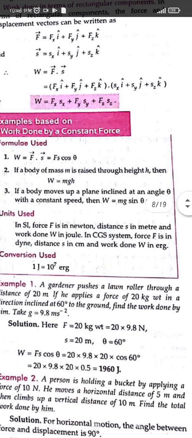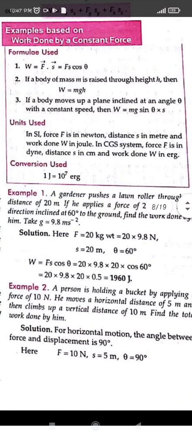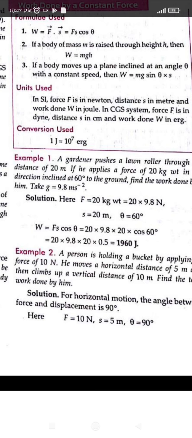So we have read that F s, the product of force and displacement, is the work done. If we take the component of the force at an angle theta with the direction of the displacement, then it will be Fs cos theta. And if a body is raised to a height, gravity is working on it, and the displacement is towards the height, then we replace the word displacement with height. The force here is due to gravity, so it will be mgh. And if the body is moved on an incline at an angle theta with a constant speed, then the work done will be given by mg sin theta.